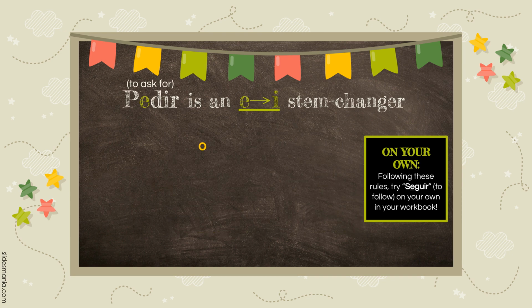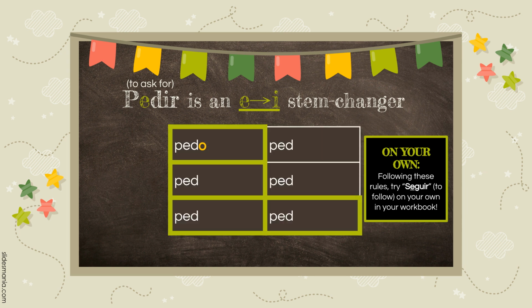Another one of the types of stem changers is E to I, like pedir here. So we'll conjugate this one as well. Step 1, take off the endings and write in all of the stems. Step 2, change those stems inside the boot. And lastly, step 3, add in the IR endings.